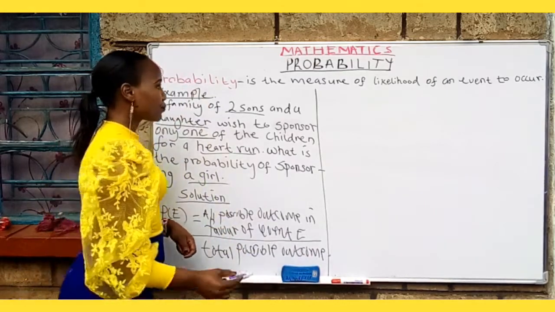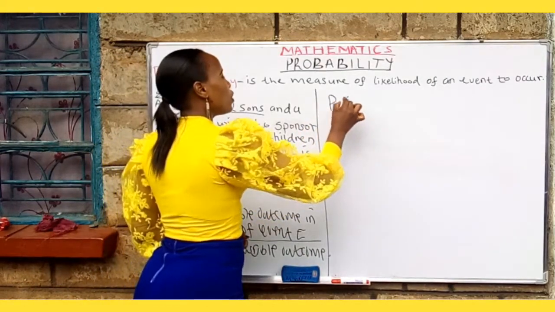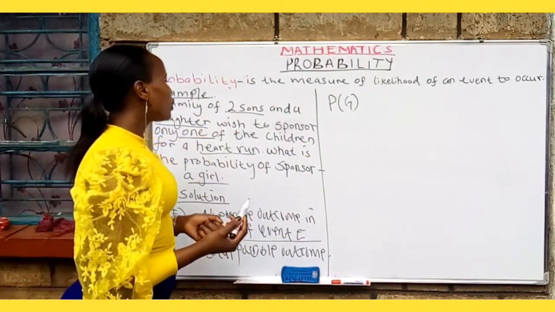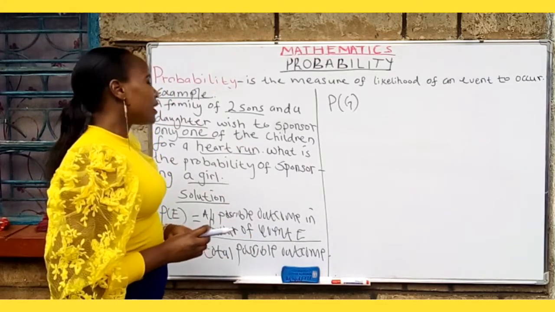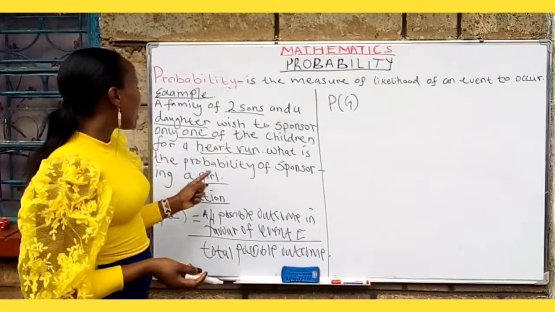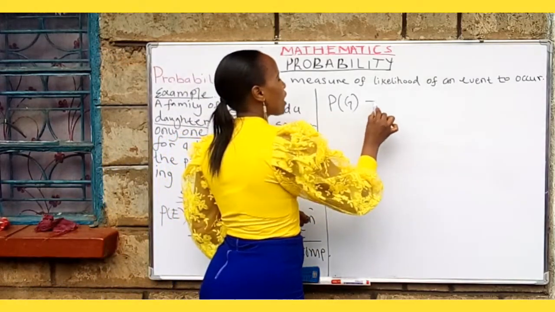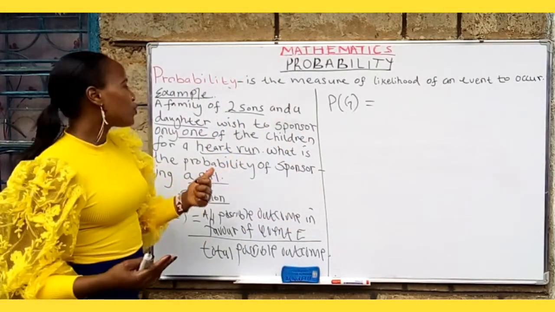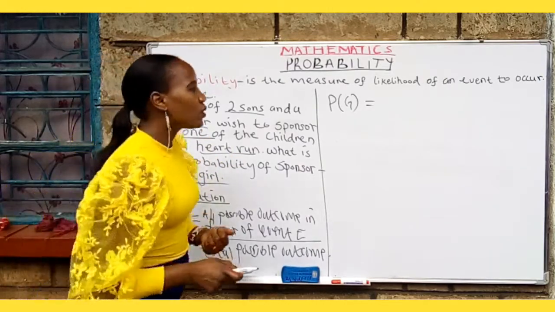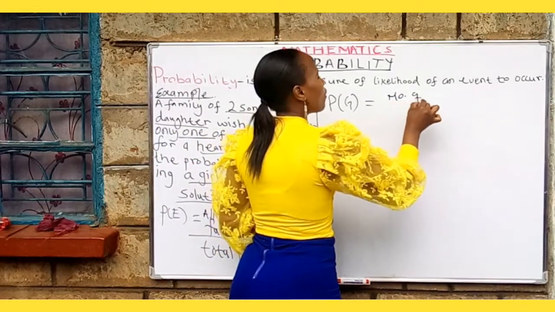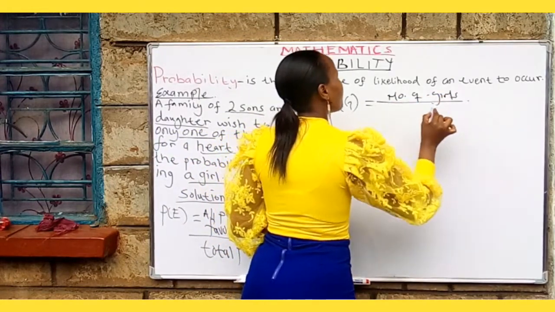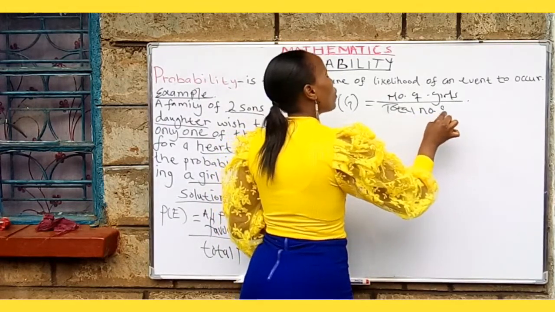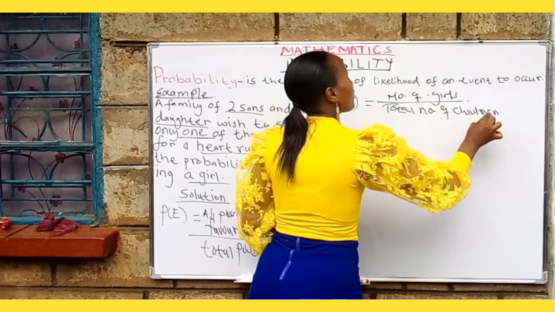Now in this case, we are looking for the probability of the family of two sons and a daughter choosing a daughter to attend a Heartland. So the probability of choosing a girl, we are going to look at all possible outcomes that favor the choice of a girl, and we know we only have the one girl, so we have the number of girls all over the total number of children in that family.